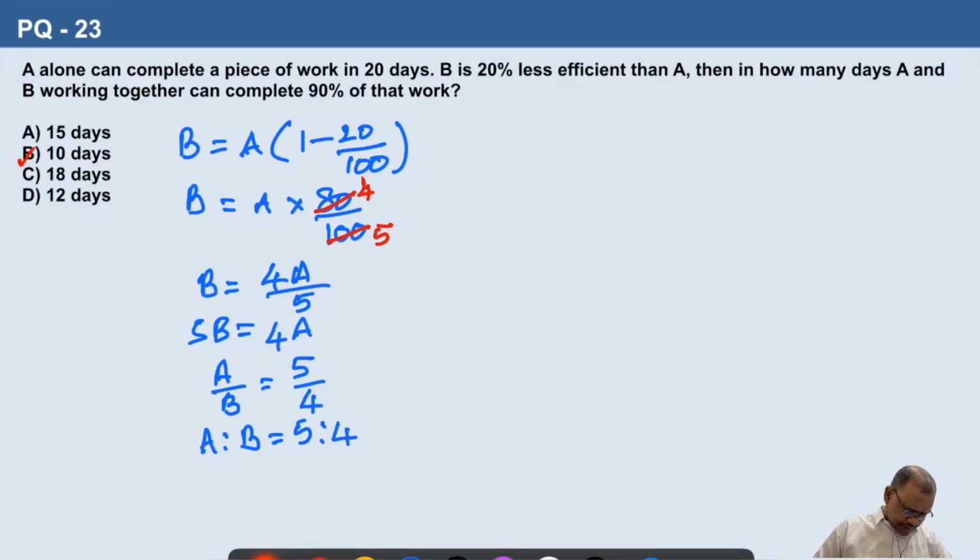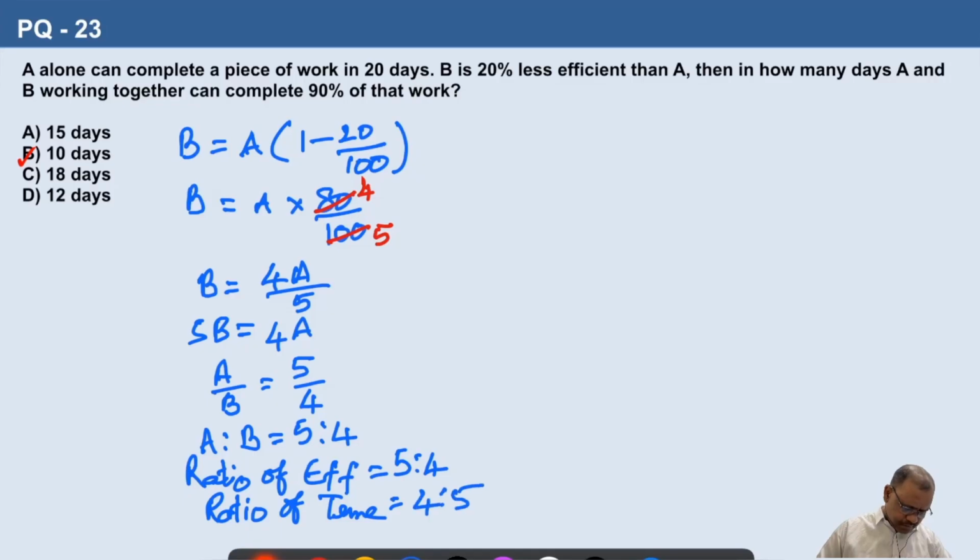So this is the ratio of efficiencies, 5 is to 4. Now the ratio of time is 4 is to 5. Efficiency and time are inversely proportional, so we should take the inverse ratio, that is 4 is to 5.